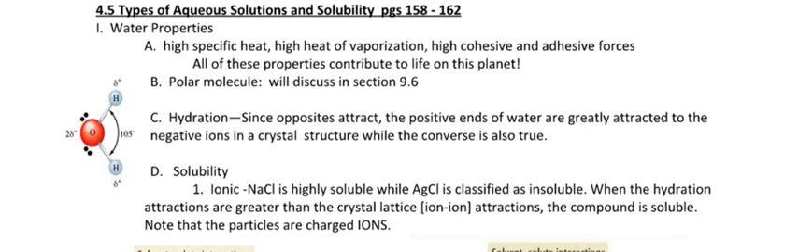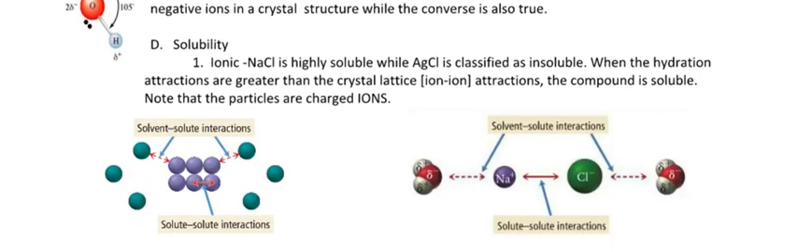So we can talk about solubility. For an ionic substance, sodium chloride is highly soluble, while silver chloride is not. It forms a white precipitate if you were to make it, and it does not redissolve in water. When the hydration attractions are greater than the crystal lattice ion-ion attractions, the compound is soluble. So there are several things going on here.